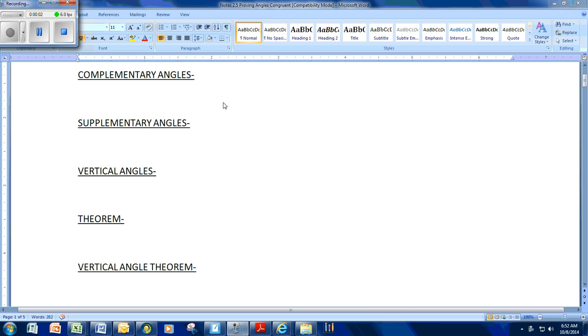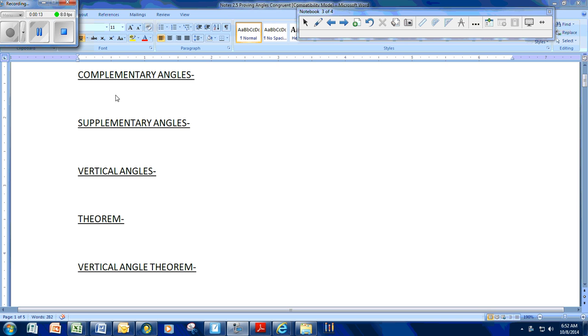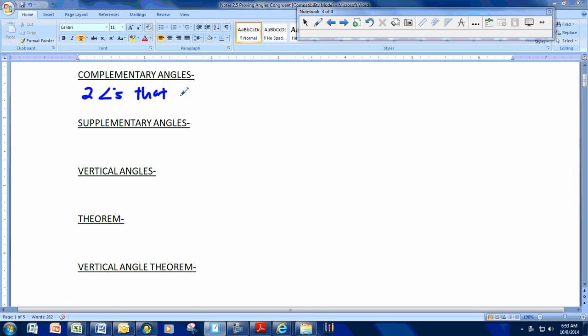Today's lesson we're going to talk about special angle pairs. And the first angle pair we're going to talk about are called complementary angles. Complementary angles are two angles that add up to 90 degrees. So for instance, if we have a right angle and two angles, an example would be one's 40 and one's 50. 40 plus 50 would be 90. Those two angles are complementary.